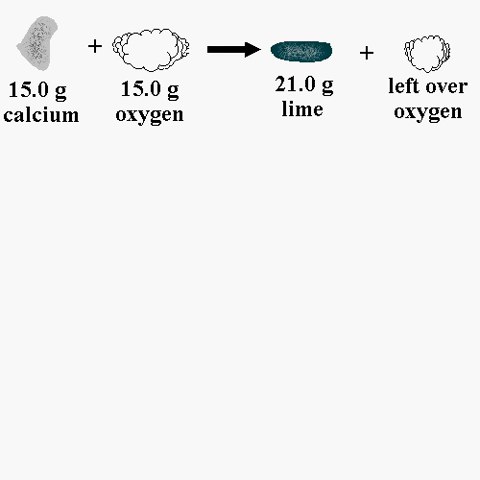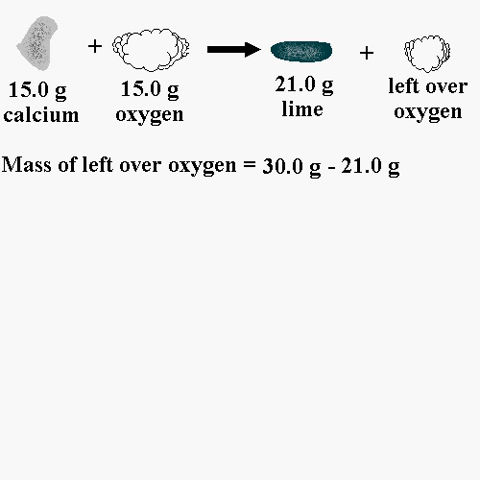After all, we know the chemist started with 30.0 grams of stuff, 15.0 grams of calcium and 15.0 grams of oxygen. The law of mass conservation tells us at the end there has to be 30.0 grams of stuff. Well, there were 21.0 grams of lime, so the rest of the mass has to be in the leftover oxygen. So the mass of the leftover oxygen is 30.0 grams minus the 21.0 grams that come from the lime. That means the mass of leftover oxygen is 9.0 grams.